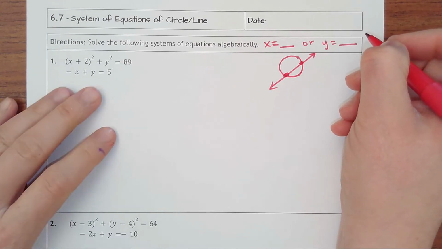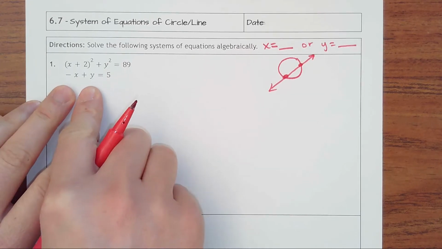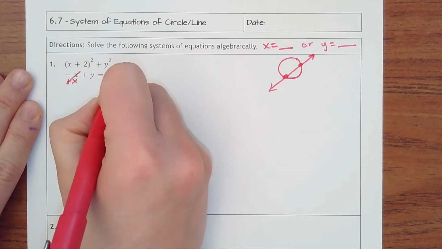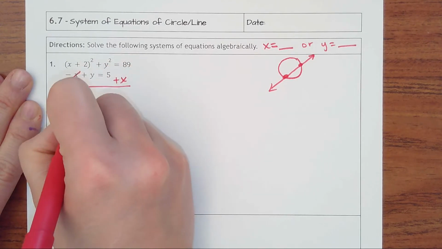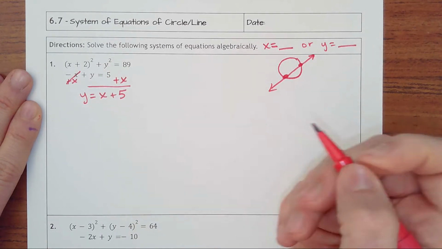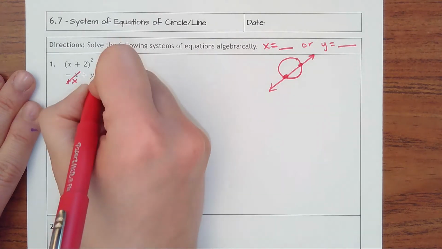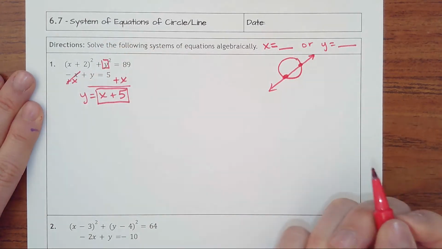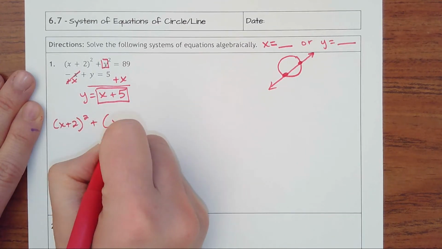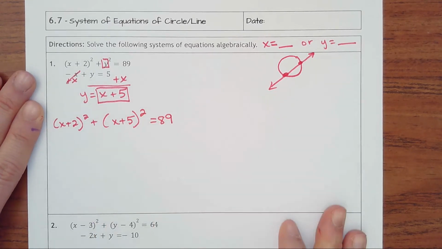The top one is definitely not going to be easy to solve for x or y because I would have to square root. But I could take the bottom one and let's just say I want to add x to the other side. That now would give me y equaling 5 plus x, or I kind of like x plus 5 better. That is now set up so that I know the replacement for y is x plus 5, and it would go in here and get squared. So I'd have x plus 2 quantity squared plus x plus 5 quantity squared equals 89.